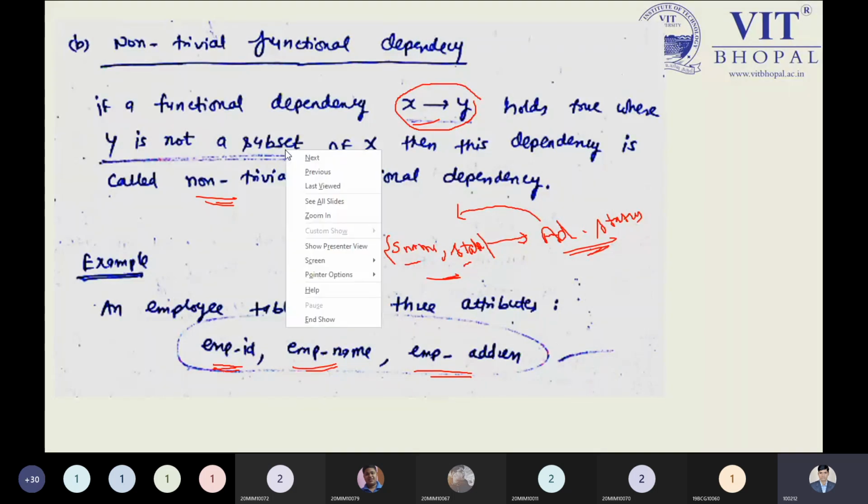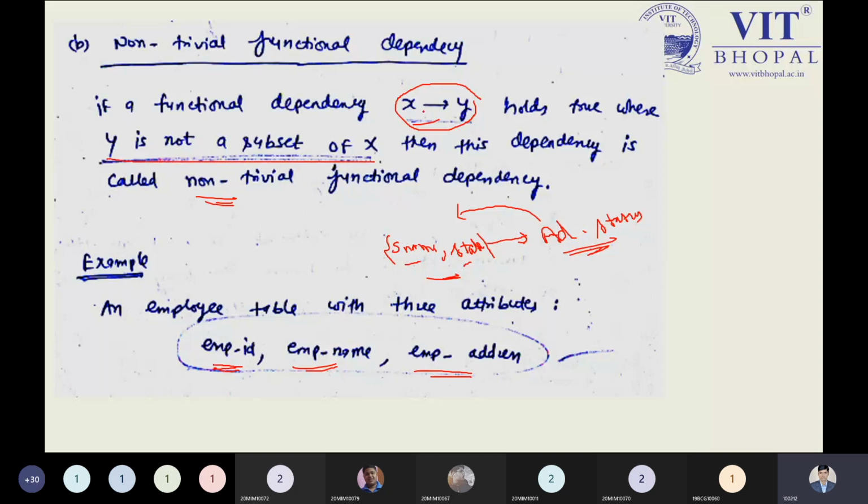If we have a set of attributes, and X is an attribute and Y is also an attribute, but this functional dependency does not hold, that is, Y is not a subset of X. The functional dependency is X determines Y, and there is no subset relation. So Y is not a subset of X, then we can say this is not a trivial functional dependency. It is the reverse process of trivial functional dependency.